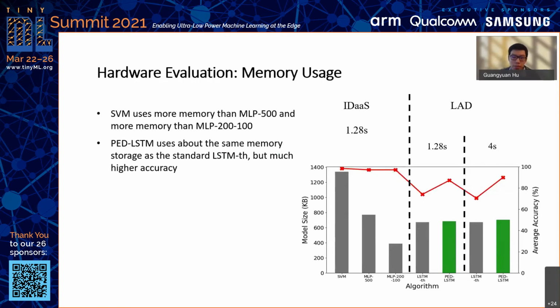We also measure the memory usage to store the model parameters. In the IDAS scenario, the MLP models use less memory than the SVM model, and the MLP with 2 hidden layers performs better than a larger MLP with 1 hidden layer. PAD has very small impact in terms of memory usage for both window lengths.